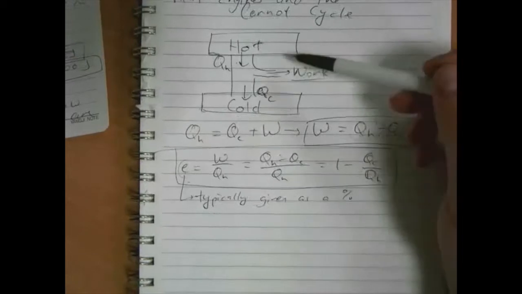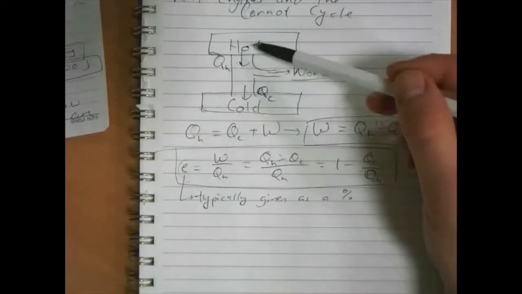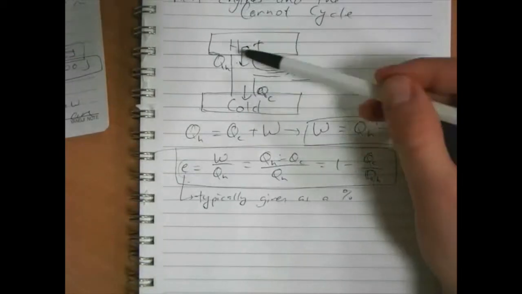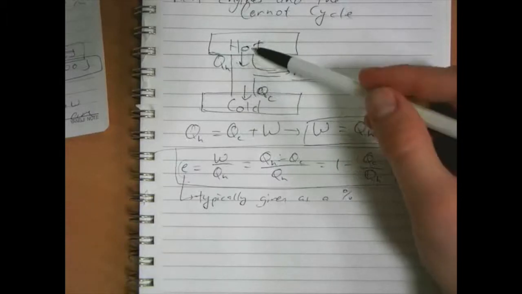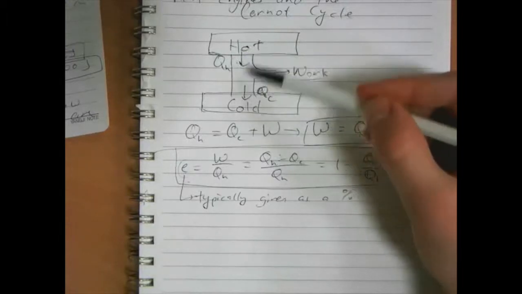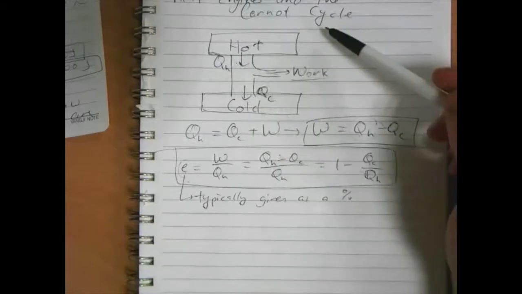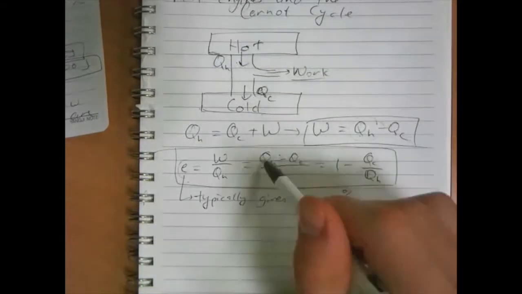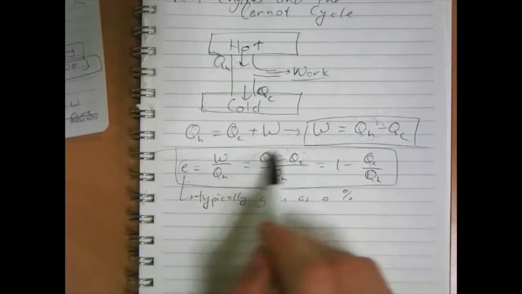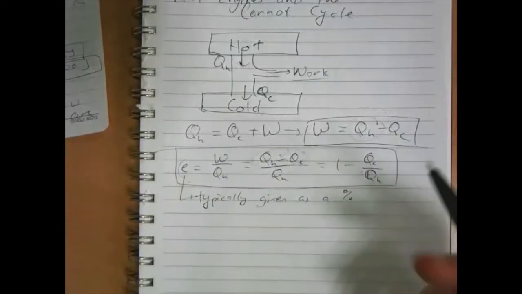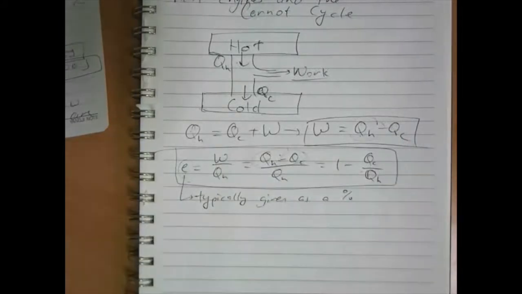Now, if there was not this hot and cold reservoir, if there was not this temperature difference, then energy would not spontaneously flow through this part of the cycle, and there wouldn't be any capability to do work. If these two were the same, the efficiency would be 0. There would be no work done. So you need a temperature difference to do work.